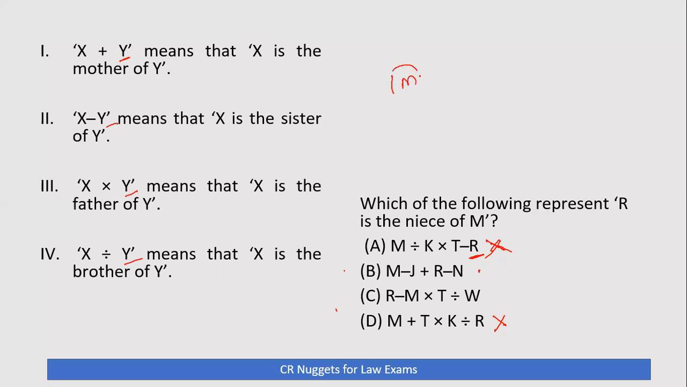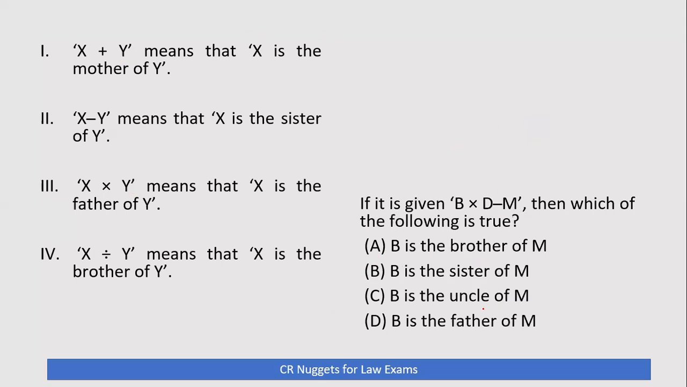M minus J means M is the sister of J. Then J plus R. Plus means J is the mother of R. R minus N. Now, if I see here, R minus N means that R is the sister of Y. R is the sister of Y. So here in place of R, it is N. I don't know about the gender of N, but I can now clearly see that R is the niece of M. So let me mark this as the answer. I'm not going to check C here because I have got my answer.